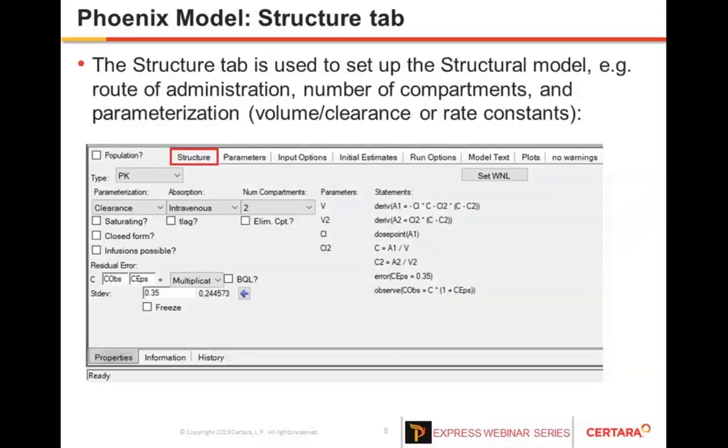On the Phoenix model, there's a structure tab at the bottom that allows you to first identify the type. Is it PK, PD, PK-PD, indirect response, and so on. We'll be focusing on PK for today. The parameterization, clearance, rate constants, or macro constants. The type, the route of administration. In this example, it's intravenous. And the number of PK compartments, which is 2 compartment. There are a variety of other options here that you can check on and off to set up the structural model.